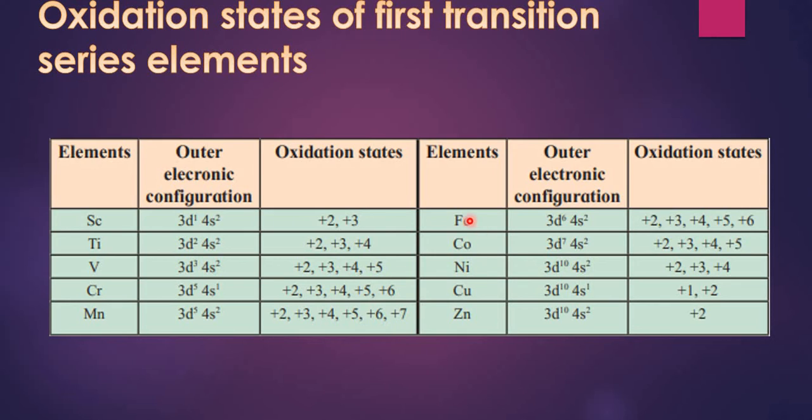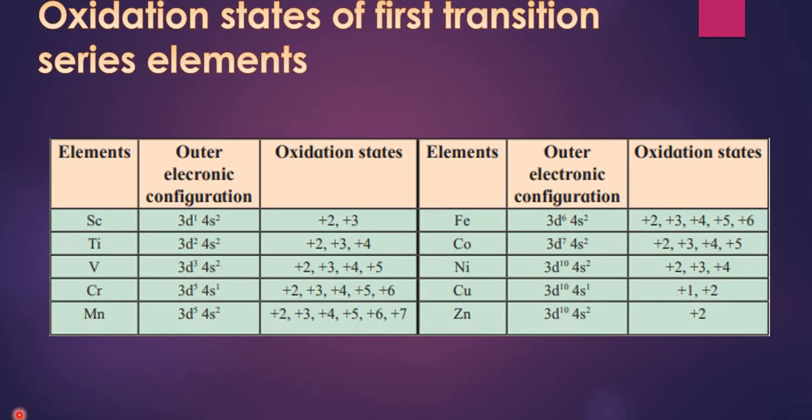combining. Iron shows this many oxidation states, and zinc is the one which shows only one oxidation state, and that is +2. Why? Because it has 3d10, which is completely filled. So the 4s electrons participate in bonding, and it shows oxidation state +2.